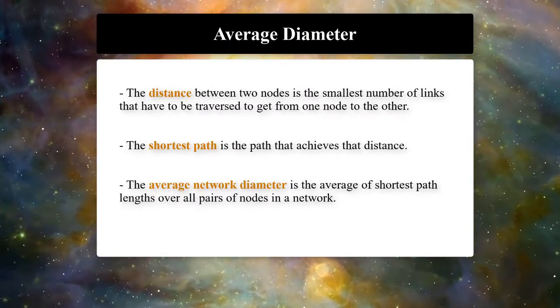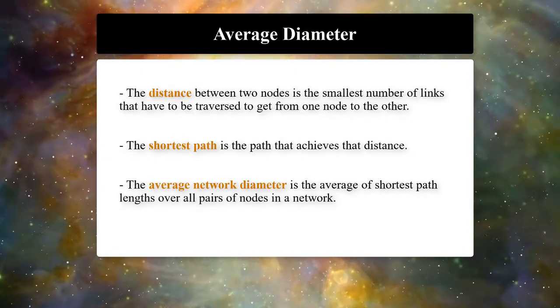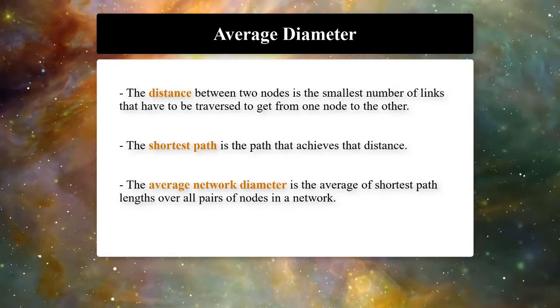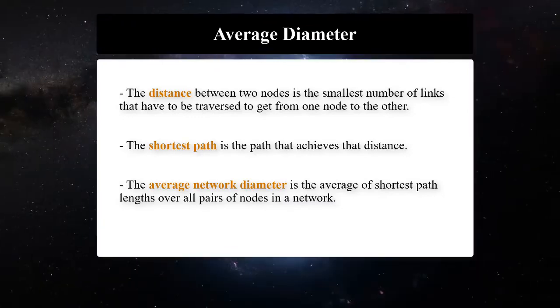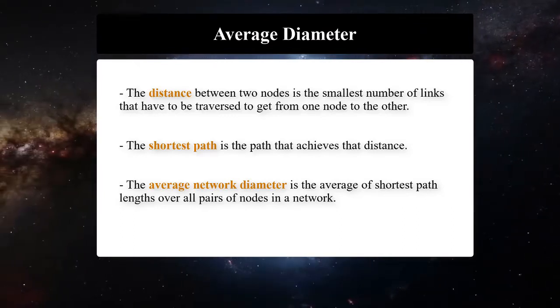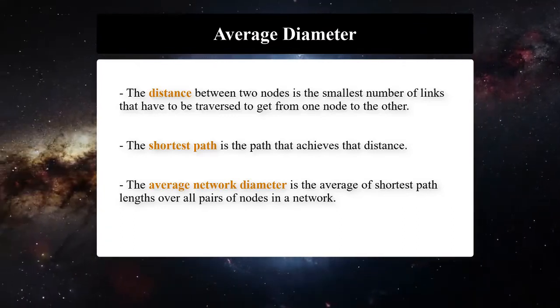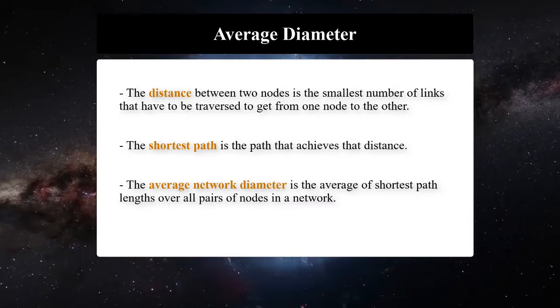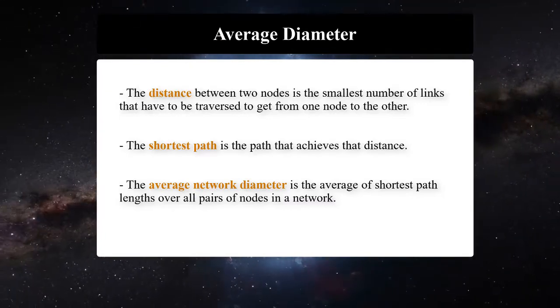The distance between two nodes is the smallest number of links that have to be traversed to get from one node to the other. The path that achieves that distance is called the shortest path. The average network diameter is the average of shortest path lengths over all pairs of nodes in a network.